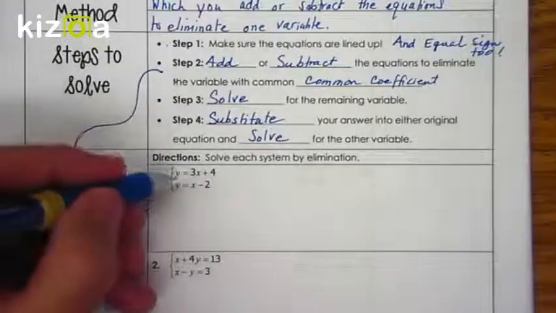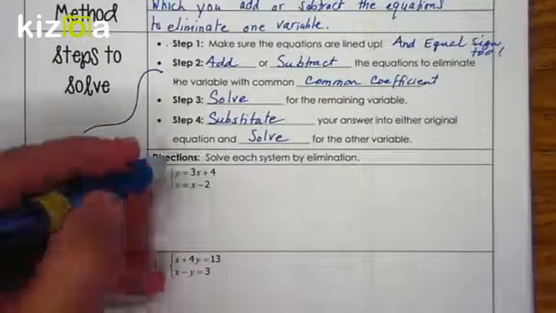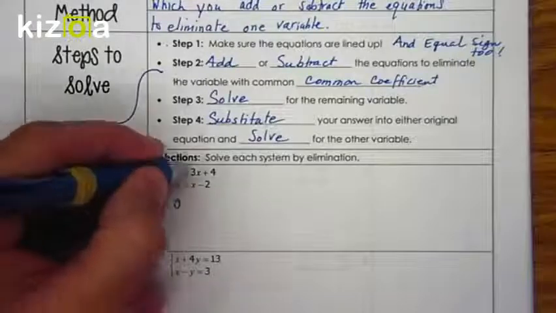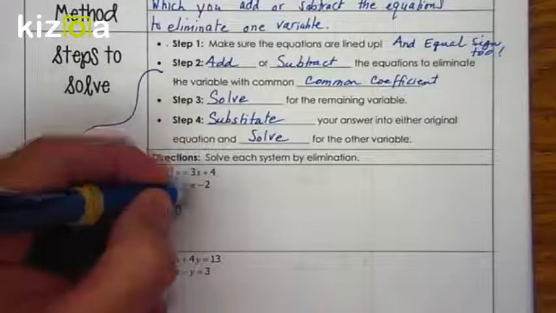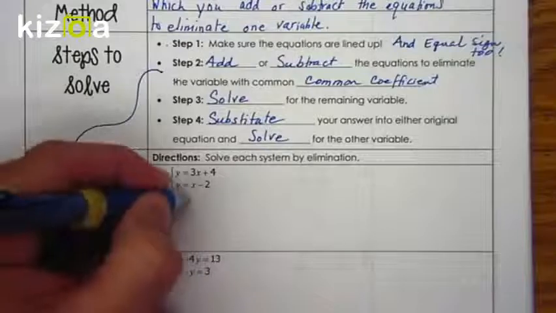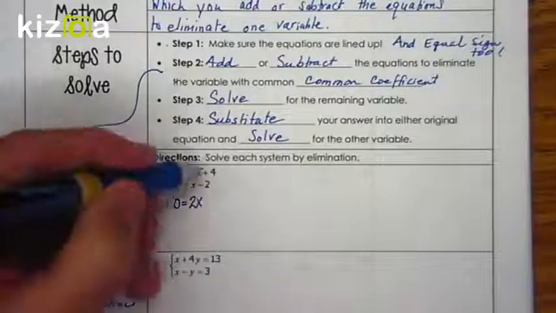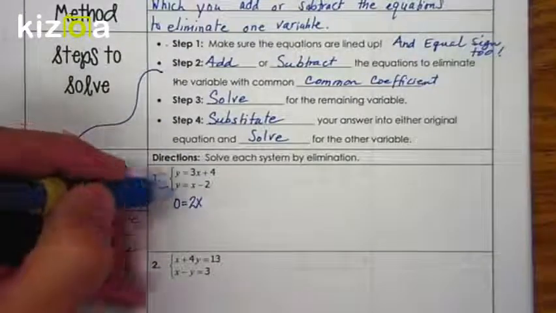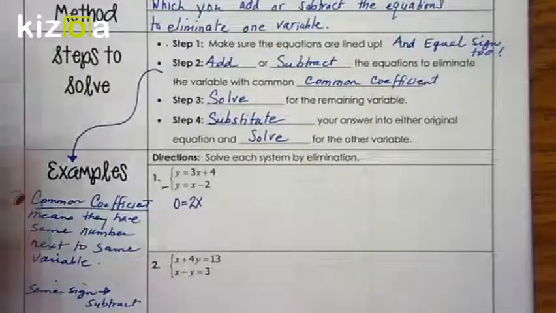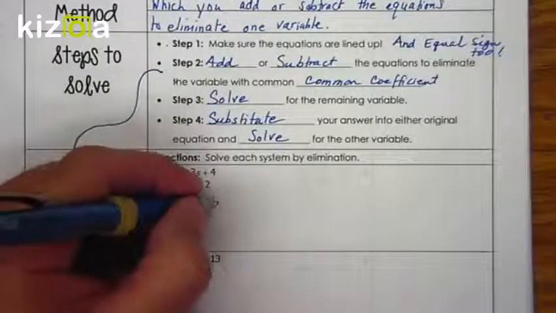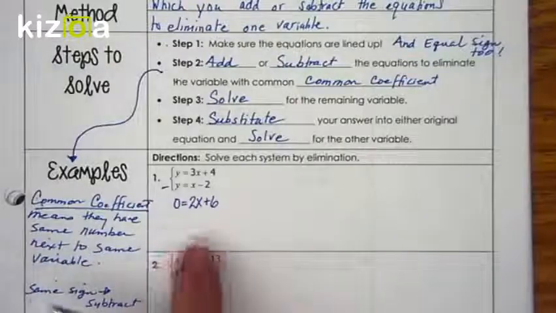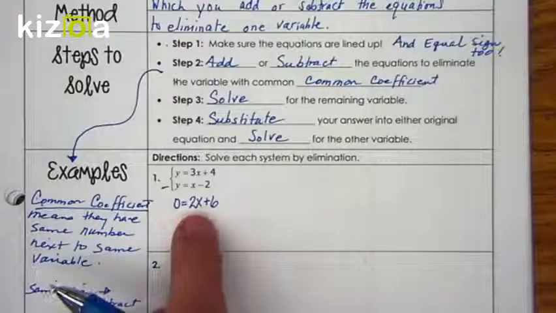So let's go ahead and do that. You'll notice that y minus y will give us a 0. And 3x minus x will give us 2x. 4 minus a negative 2 will give us positive 6. That allows us to solve for this variable x.